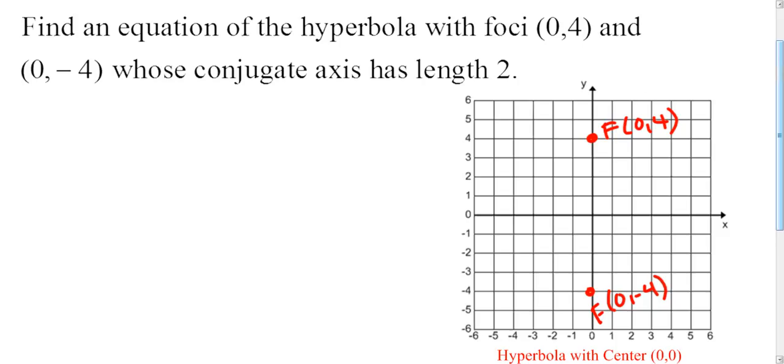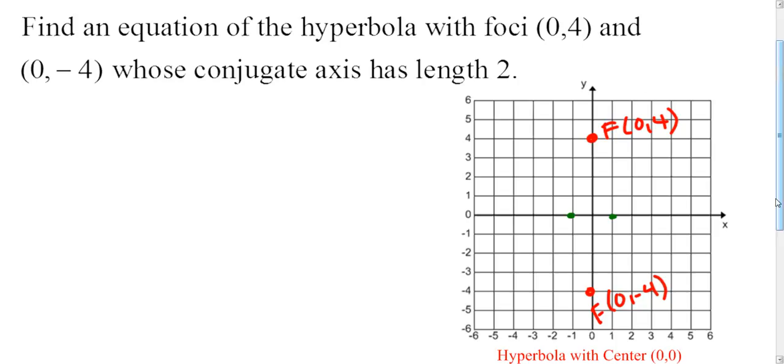Okay, my conjugate axis does not connect the foci. My y-axis is the transverse axis because it connects my foci. And my conjugate axis in this case would be my x-axis because it doesn't connect my foci. So my x-axis has a length of 2, which means that this is sort of the edge of my box right here. Now, here's the problem.